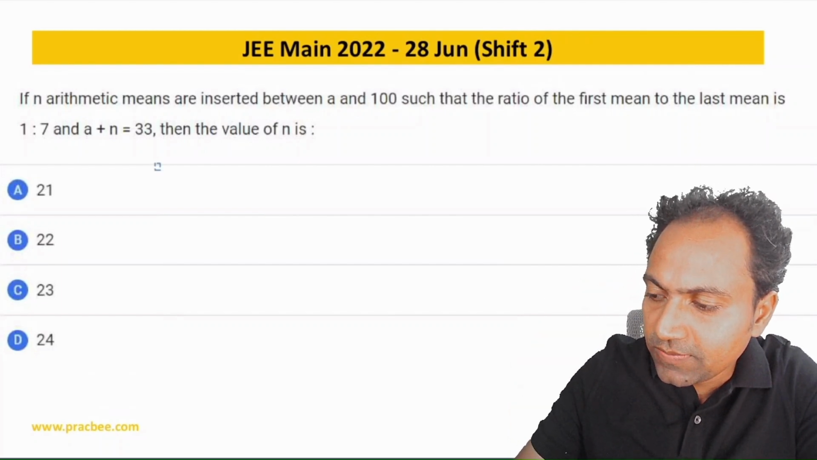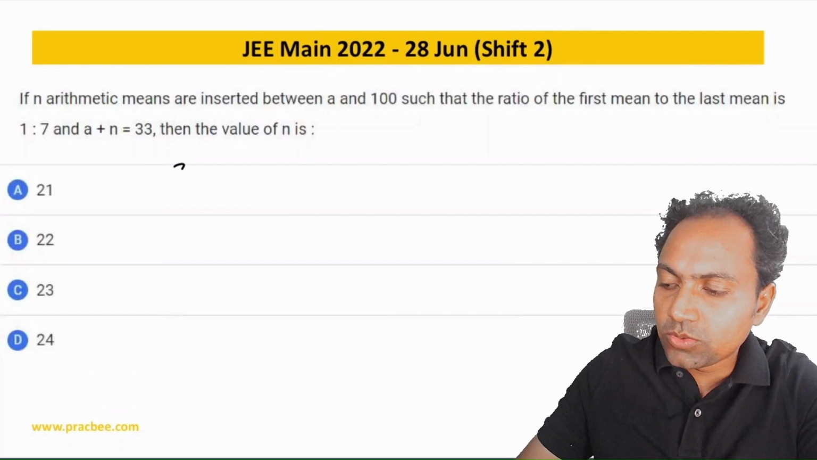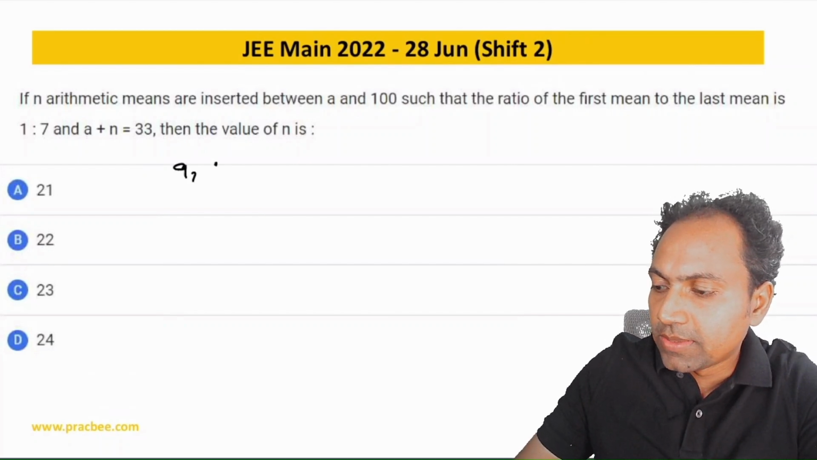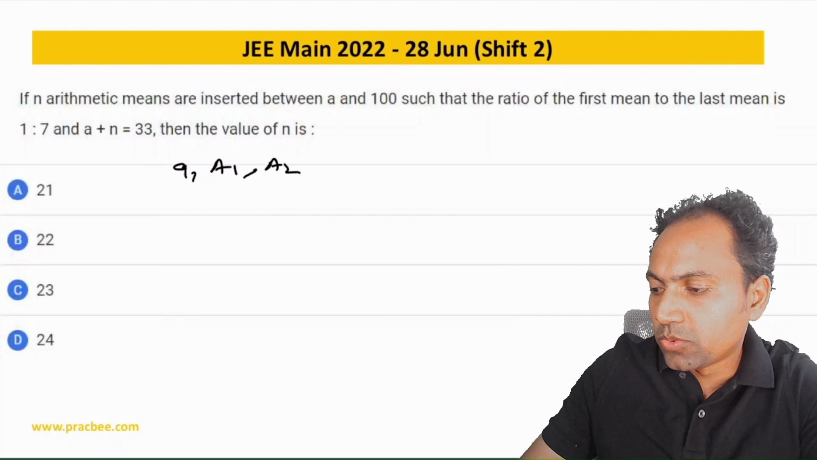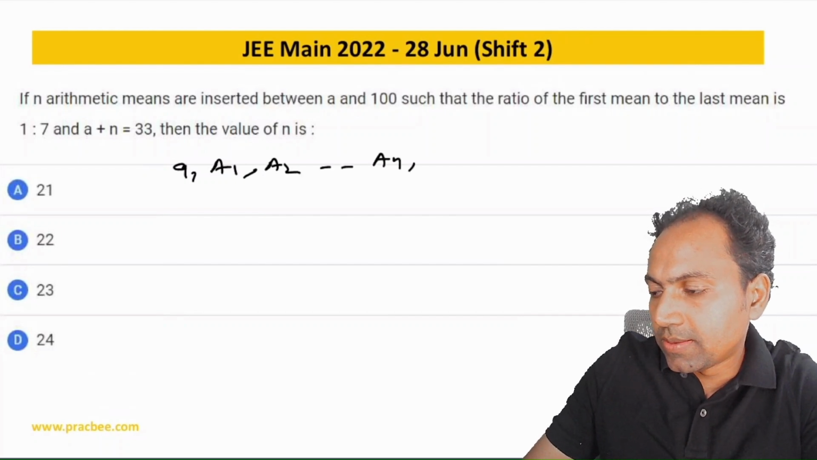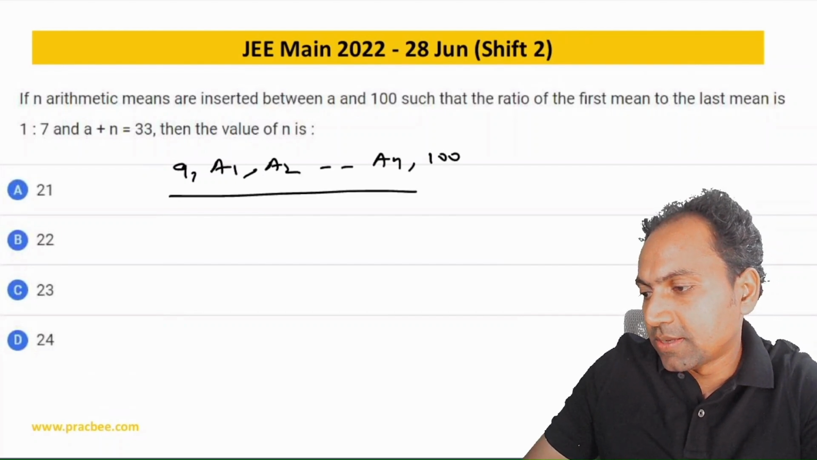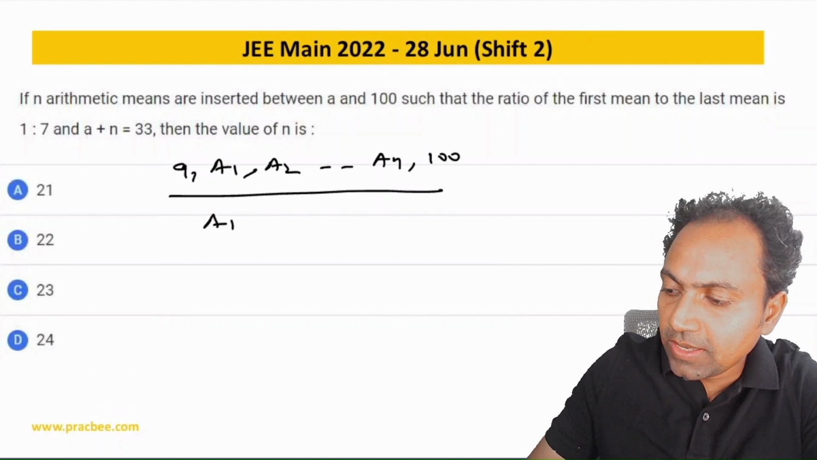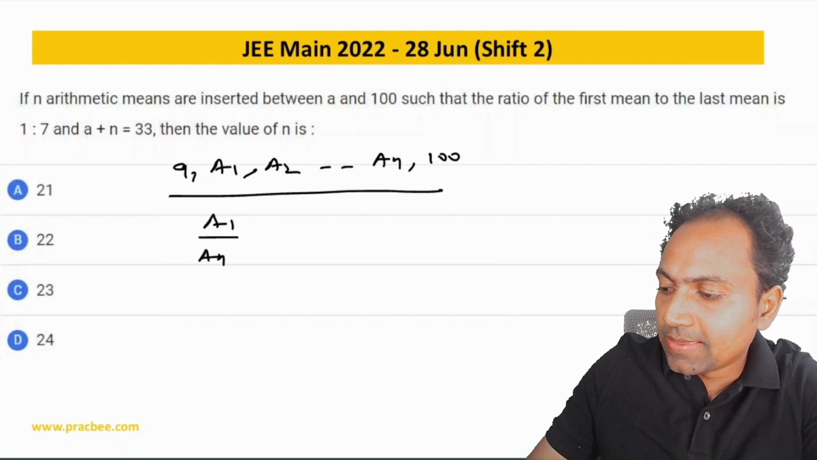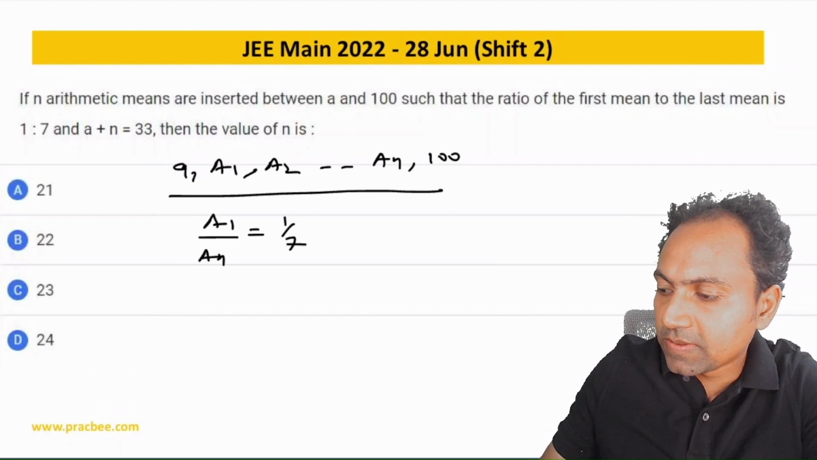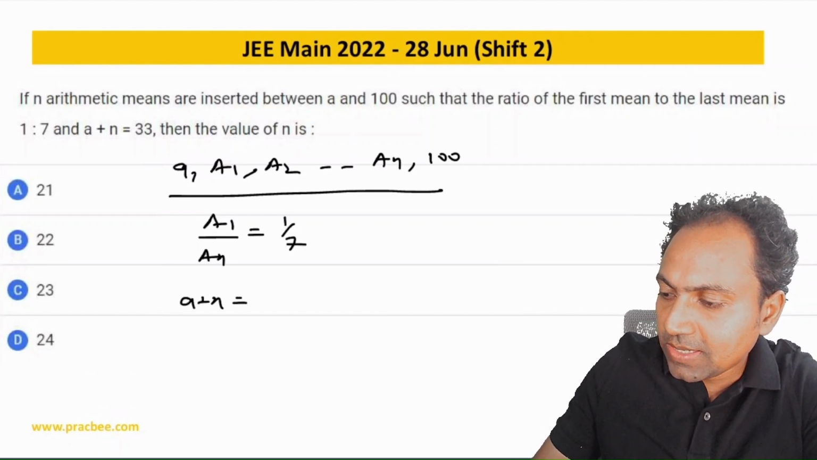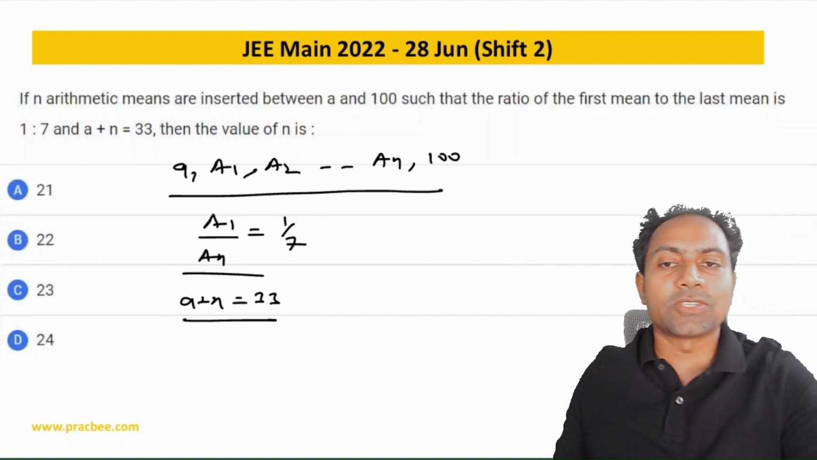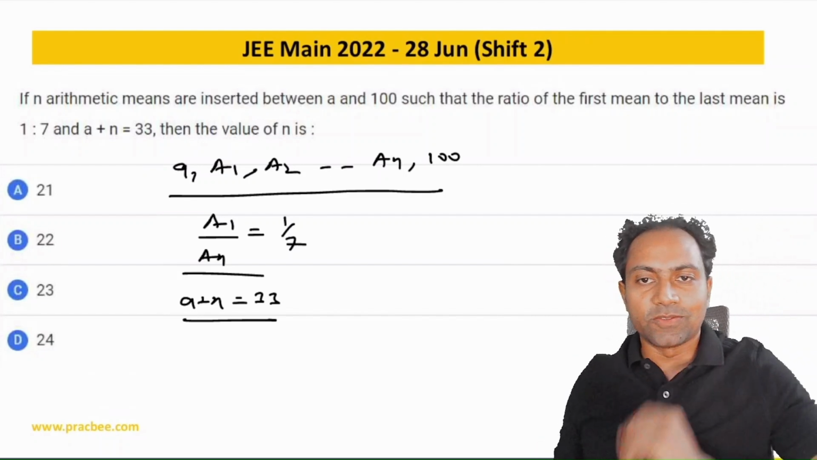What they are saying is we need to put n arithmetic means. So if I start with a, then the first one is a1, then a2, up to an, and then 100. Another piece of information given is that a1 by an is 1/7, and then a plus n is equal to 33. So these three pieces of information are given in the question. Based on this, they want us to solve it.